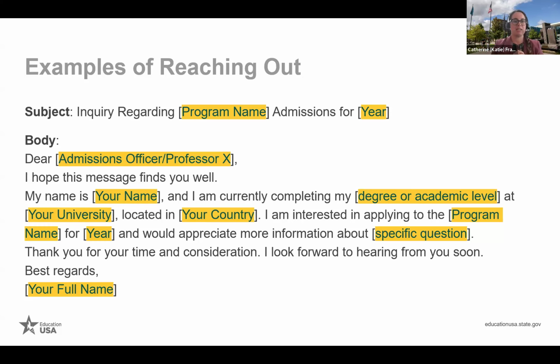My name is Katie. I'm currently completing my computer science undergraduate degree at Wayne State University, located in Detroit, right? That would be me, but obviously you're putting in your information. I'm interested in applying to blank blank and would appreciate more information about blank, right? And then a short little thank you for your time, consideration. I look forward to hearing from you soon. So that's a very professional, well put together email.